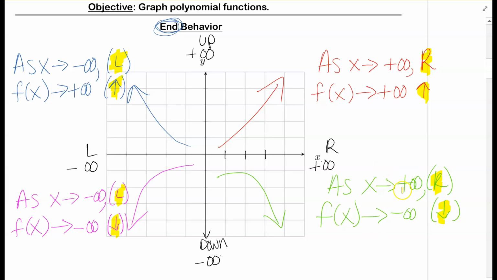So basically how you read this is as x approaches positive infinity, the function approaches negative infinity. But what this really means is as x goes to the right, the function goes down. Okay? So in a nutshell, that's kind of what end behavior represents. And sometimes you have a rare occasion when you get to asymptotes. In asymptotes, the function is approaching a specific number.